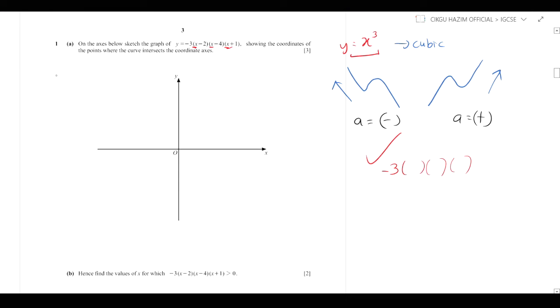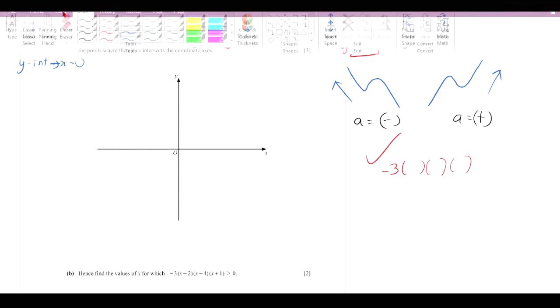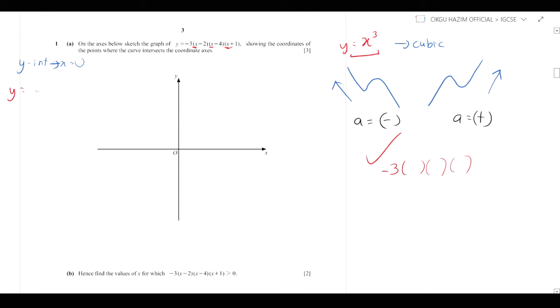Here is also quite basic. To find the y-intercept, we need to make x equal to 0. So when x equal to 0, you just put everything equal to 0, all this x here equal to 0. So we're going to have y equal to -3, 0 minus 2 is -2, 0 minus 4 is -4, and 0 plus 1 is 1. Then you multiply everything in the calculator. -3 multiplied by -2 is +6. 6 multiplied by -4 is -24. Then you're going to get -24.